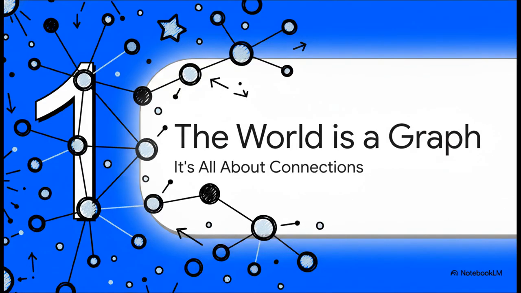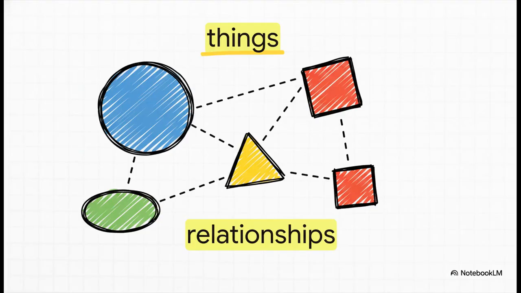Well, that brings us to the first really big idea. See, to an AI, this isn't a mess at all. It's something called a graph. And understanding what a graph is, well, that's the key to unlocking all the secrets hidden inside these connections. Now, graph might sound a little technical, but the concept itself is actually beautiful in its simplicity.